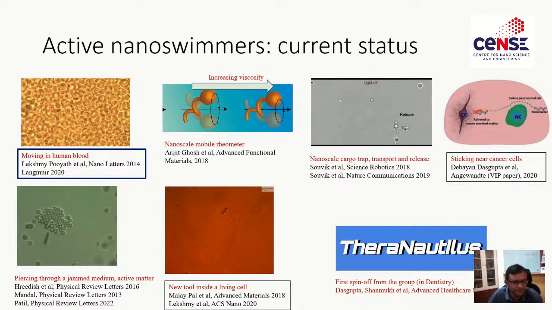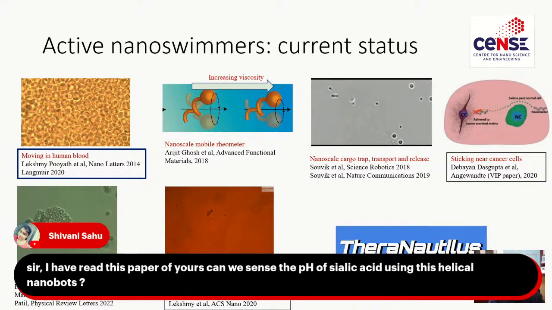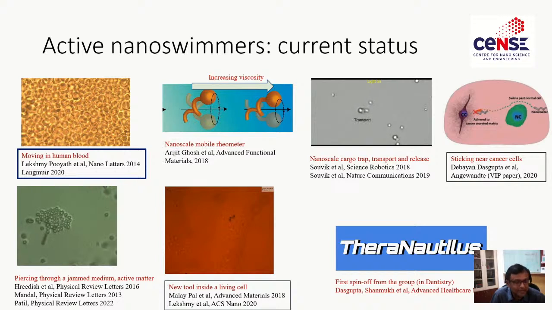Shivani has taken more interest and has read your papers. She asks, can we sense the pH of sialic acid using this helical nanobot? So essentially a pH sensor. Yes, that's a very interesting idea, Shivani. Right now, we are trying to integrate a new platform on these swimmers based on dendrimers, and it is very easy to make these dendrimers pH sensitive. So what you are saying is perfectly valid. We should be able to integrate the pH sensing with the nanoswimmers and thereby measure the pH of sialic acid in cancerous environments. That's a very good idea.